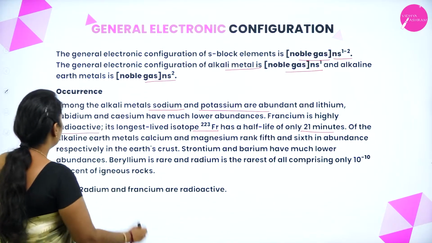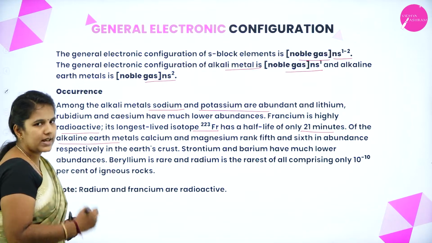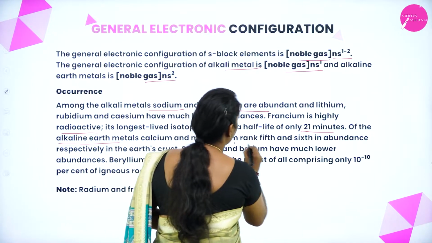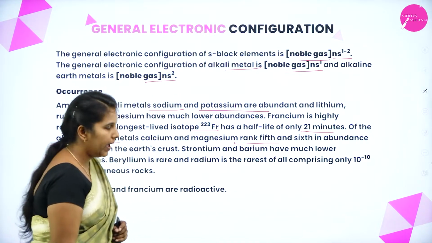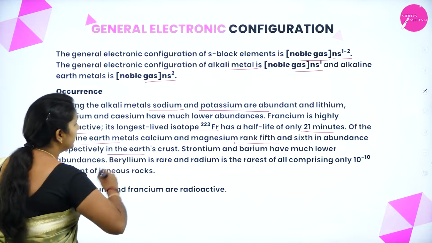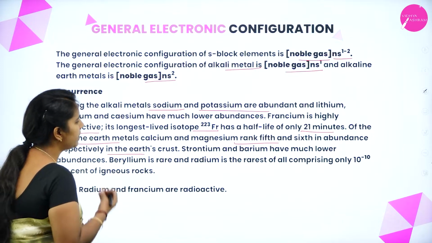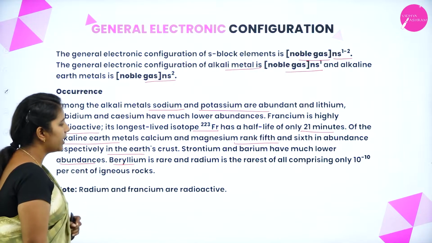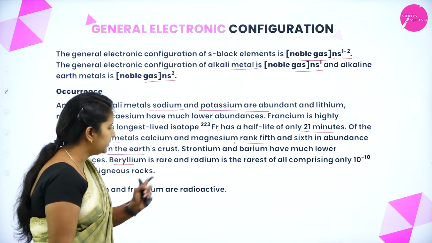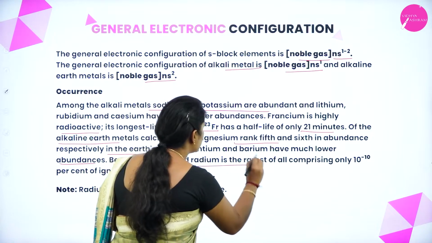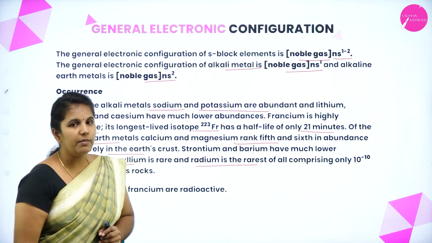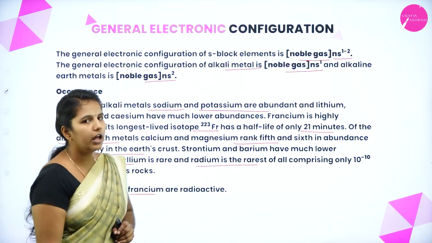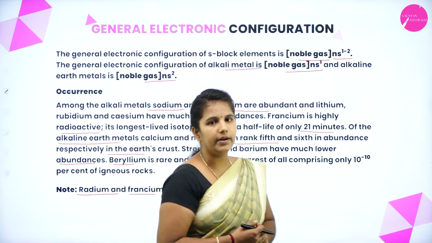Among the alkaline earth metals, calcium and magnesium rank 5th and 6th in abundance in the earth's crust. Strontium and barium have lower abundances, and beryllium is rarely found in the earth's crust. Radium is also a rare element found in the earth's crust. Radium and francium are known as radioactive elements.